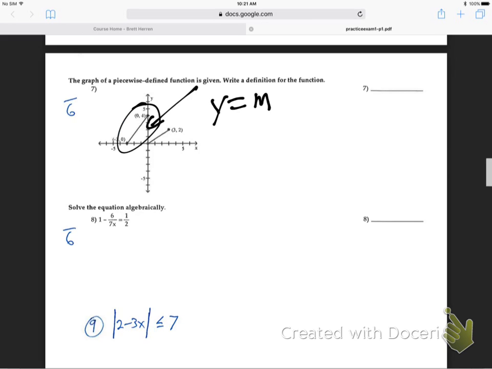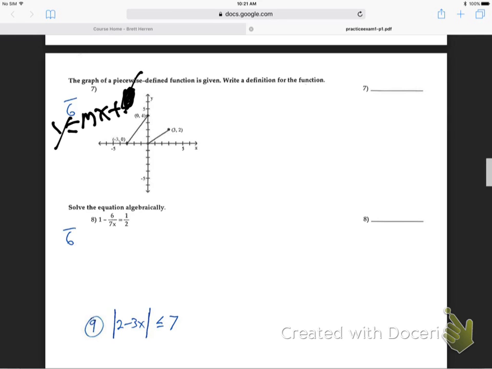y equals mx plus b, because it's a line. It's a straight line. All right. What's the slope there? How do you find the slope? Here, let me put it over on this side. How do you find the slope of this thing? Yeah, either the slope formula, or just rise and run. I'm just going to go rise, run.